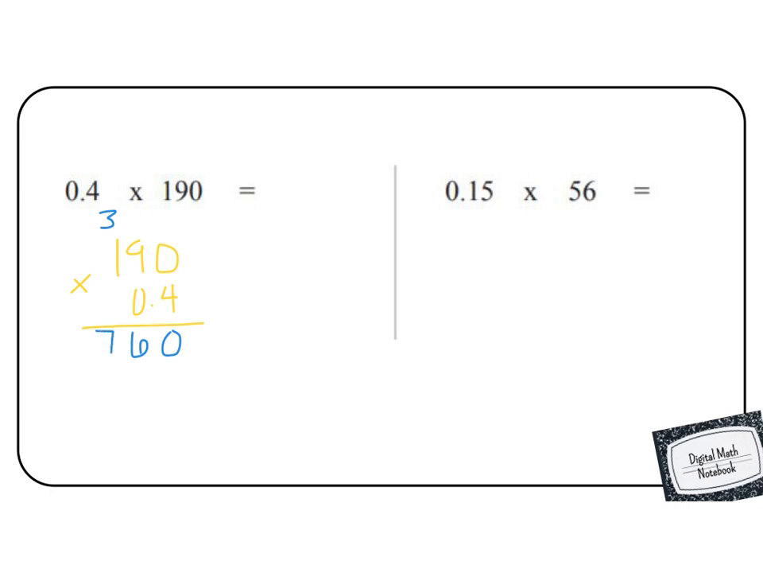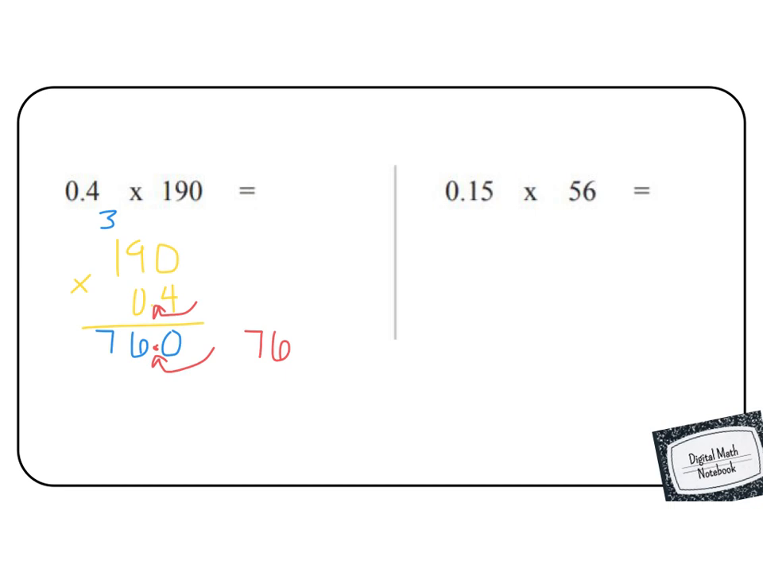Now the last thing that we need to do is we need to count our place values. 190 doesn't have a place value to count, but 0.4 does. It has 1 place value. So we would count 1 place value. So our answer is not 760, it's 76.0. Or we could just write 76.